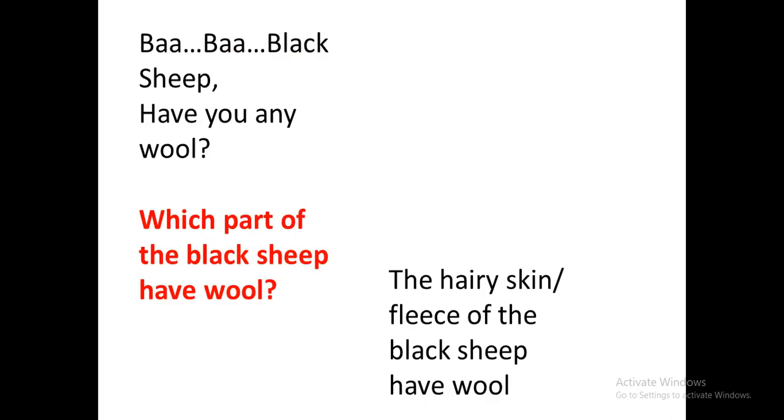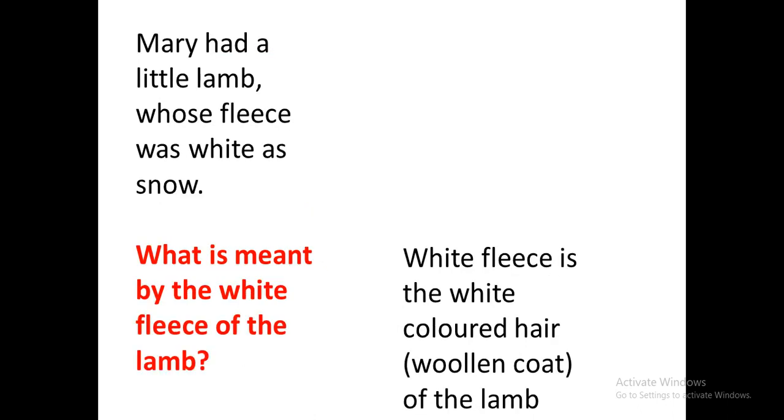Do you remember this rhyme, children? Baa baa black sheep, have you any wool? Which part of the black sheep has the wool? Yes, it is the hairy skin or the fleece of the black sheep that has the wool. The next rhyme, I think you will be easily recollecting this also. Mary had a little lamb whose fleece was white as snow. What is the meaning of this fleece? The fleece is nothing but the white colored hair or the woolen coat of the cute little lamb.